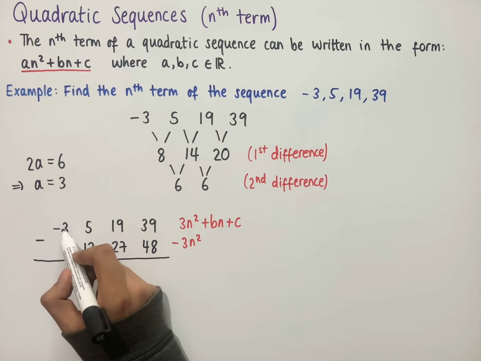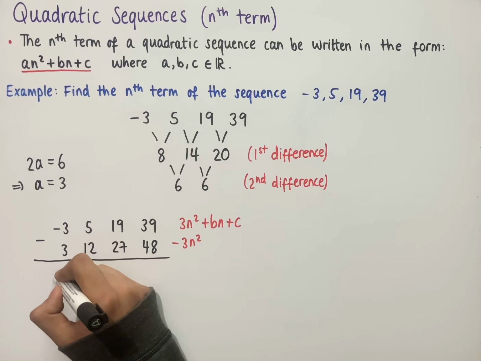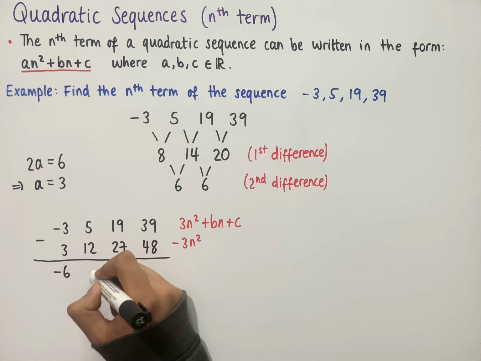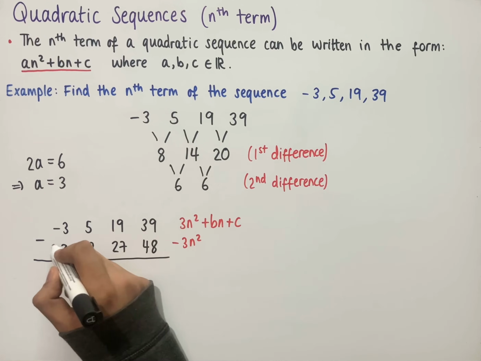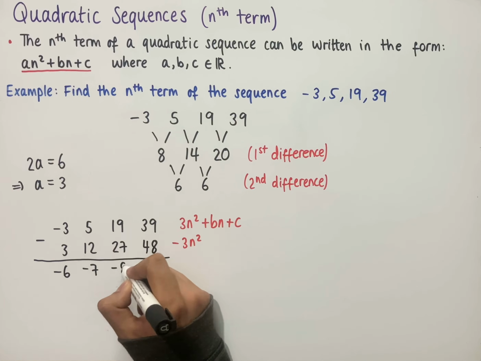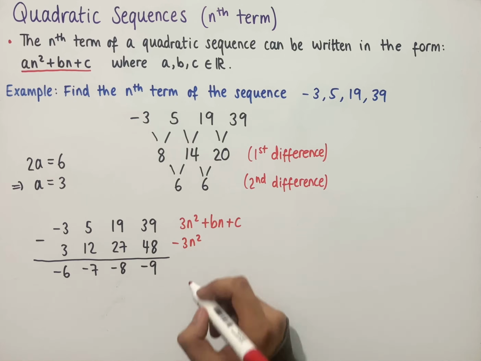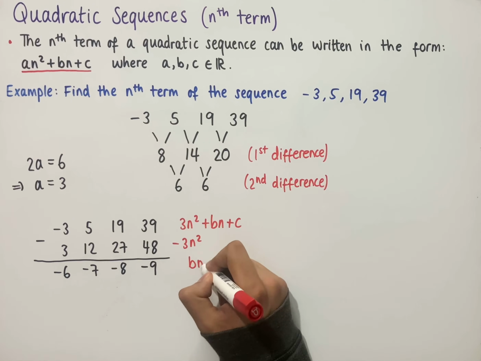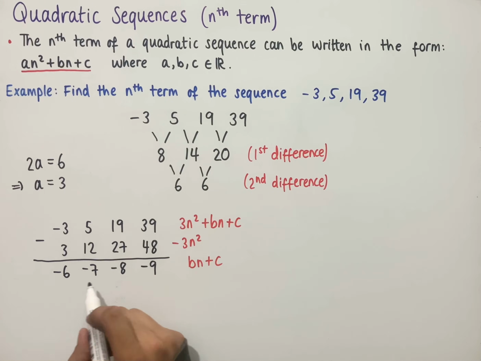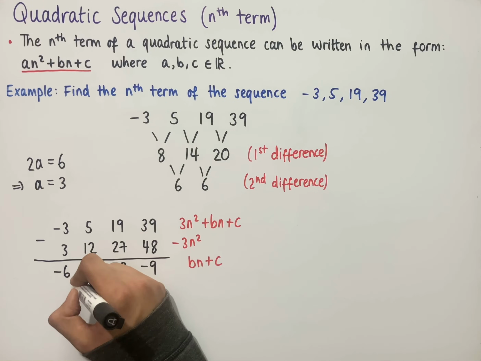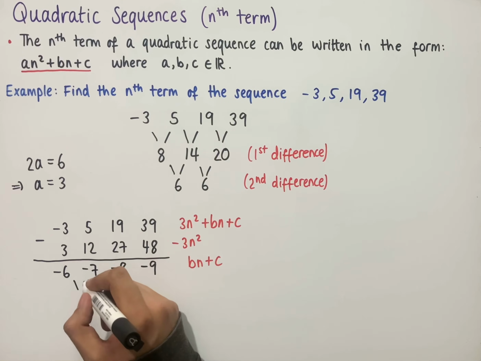So we now have -3 minus 3, which is -6, 5 minus 12, which is -7, 19 minus 27, which is -8, and 39 minus 48, which is -9. And the nth term of this sequence is bn plus c. As we have a linear sequence now, the first difference should be the same. And so let's work out the first difference.